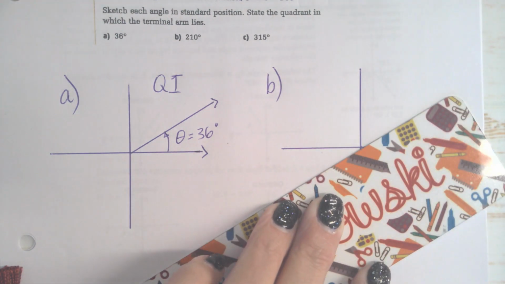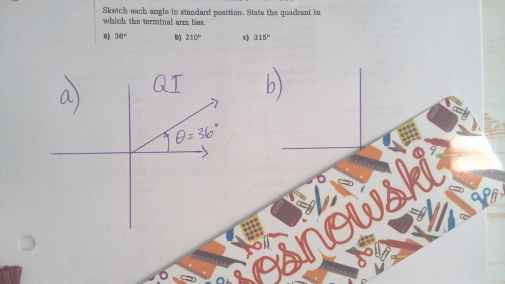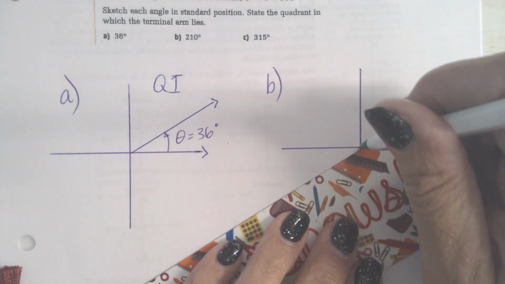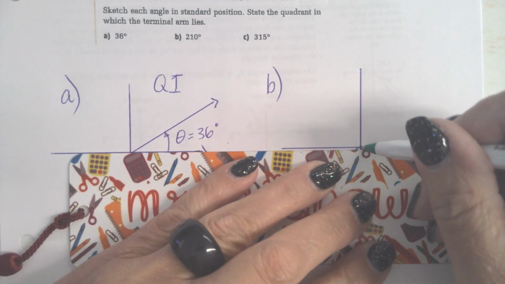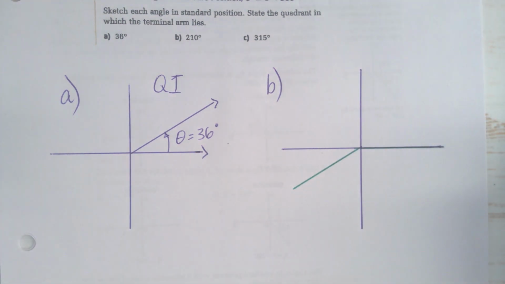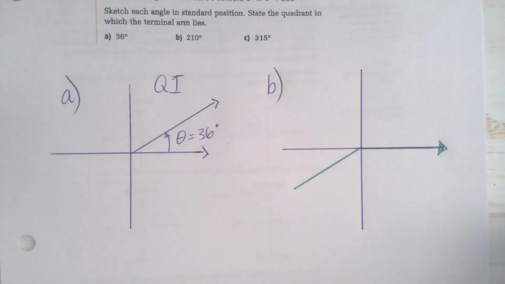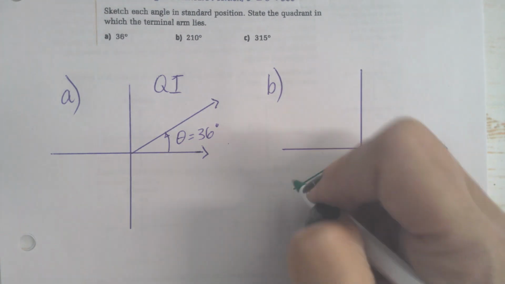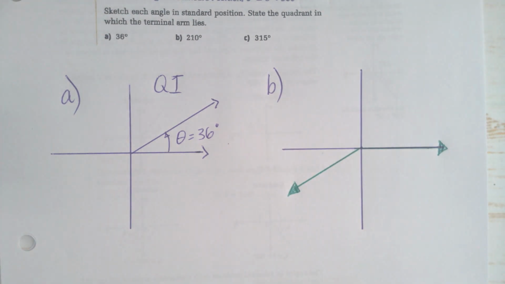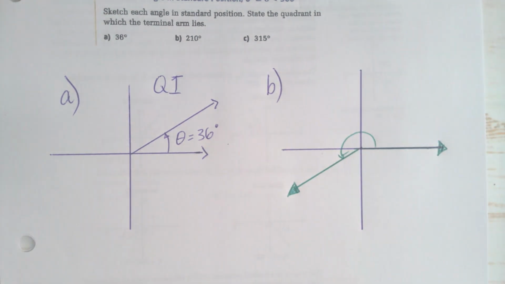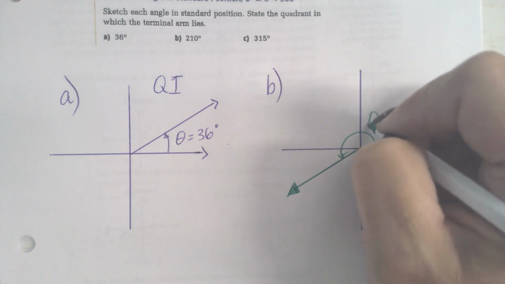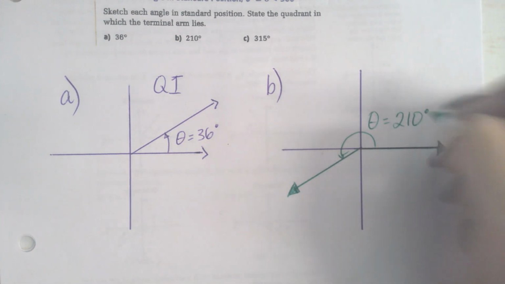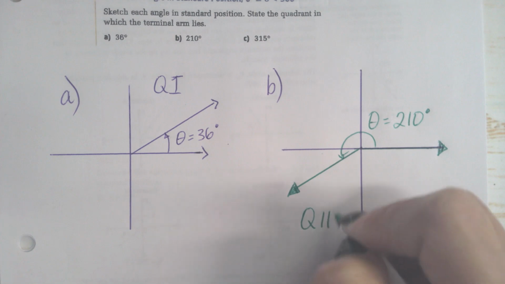I'm going to do a different color because I do have different colors. Let's go with green. And we're going to go like that. And then this is my initial arm here. I'm going to make sure that I put my arrow on my initial arm, and I put my arrow on my, what's that called? Terminal arm. What else do I need? I need theta equals 210 degrees. And I'm in quadrant 3.